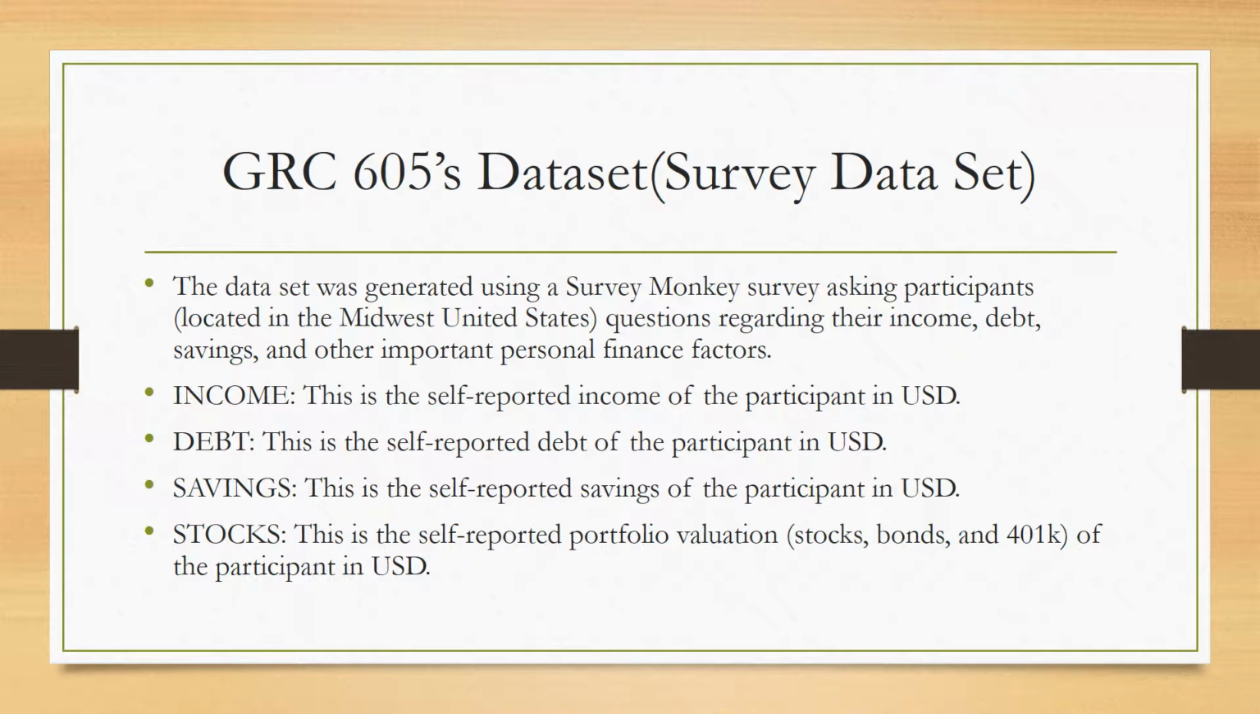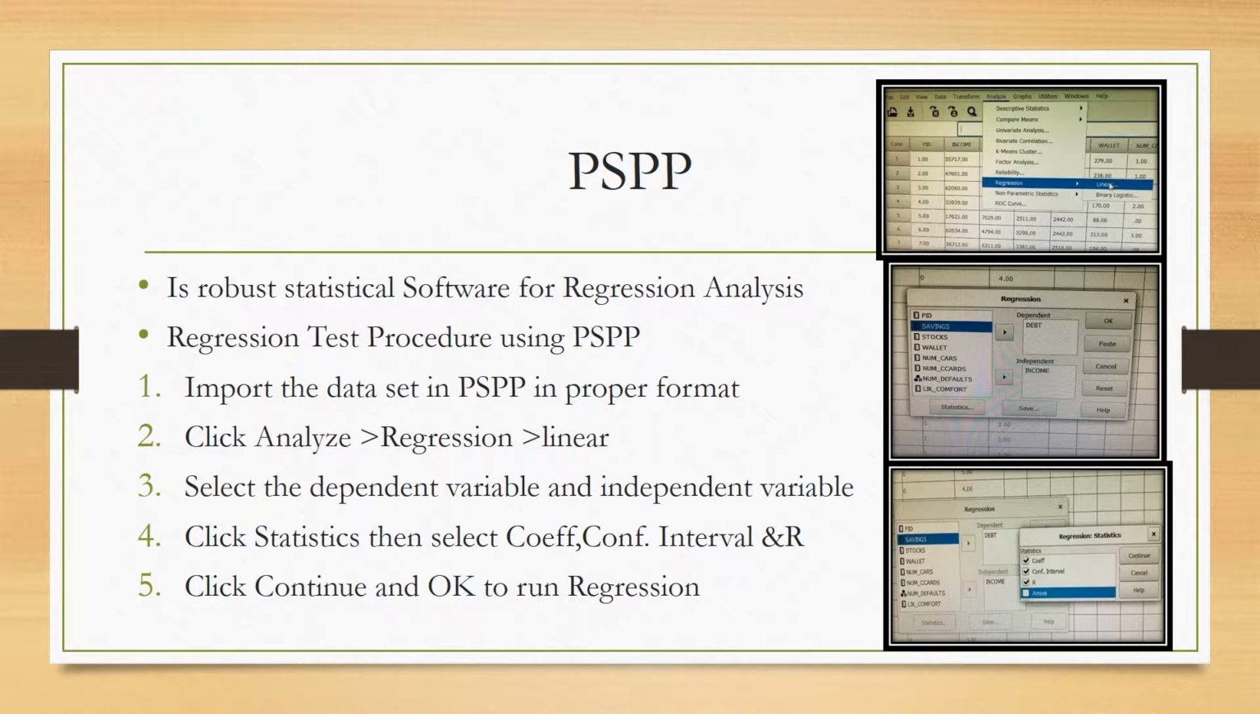As a dataset for the regression analysis, we will be using the same dataset that we have been using for our past units. In this regression analysis, we will be using 4 variables: income, debt, savings, and stocks. PSPP is a robust software that can also carry out the regression test and analysis. The procedure is very simple. Just import the data set in PSPP in proper format.